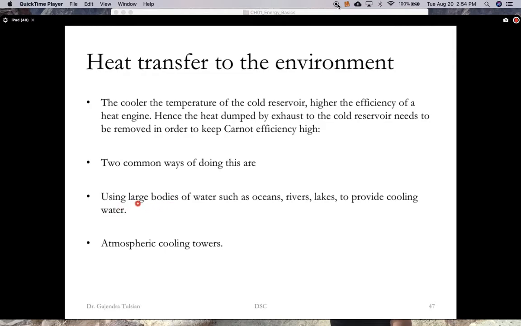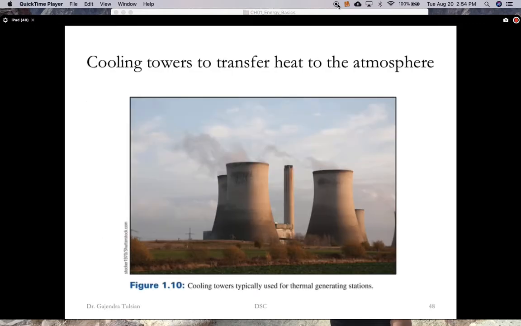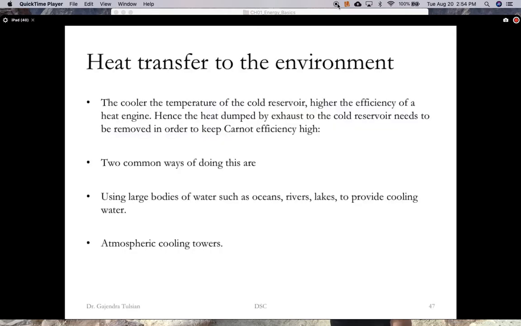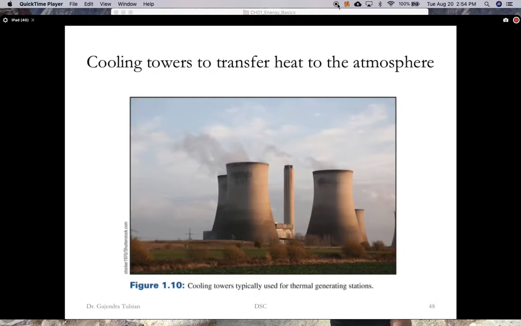So the way to dump heat is to use large bodies of water such as oceans, rivers, and lakes to dump your heat, or you can dump it in the atmosphere using the cooling towers that I just showed you. Sometimes, if you have to dump too much heat in the rivers, when the rivers run low, the temperature of the river's water can get high, or that of the lake can get high, and the fish don't like it. So then this is another option.